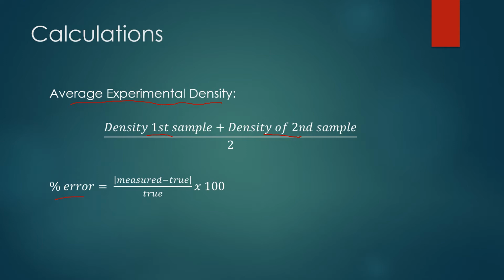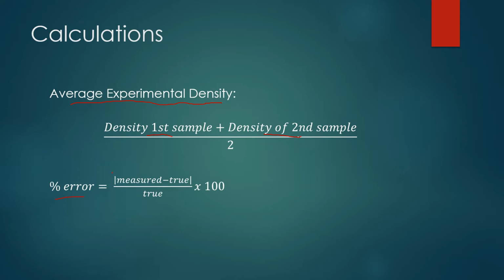Now, there are several different ways that this equation is written. I believe in your lab manual it says actual minus experimental divided by actual. The equation I have chosen to write it with is measured minus true divided by true. It all means the same thing.